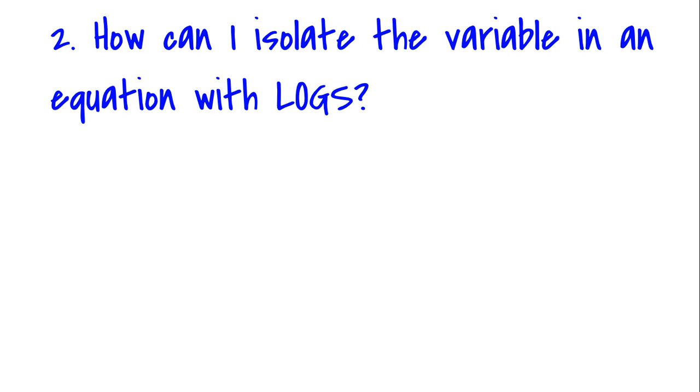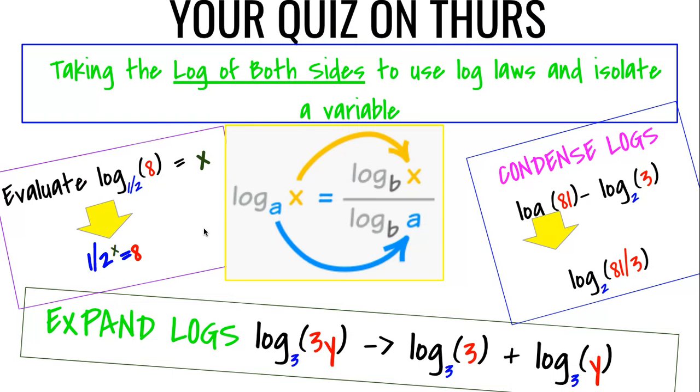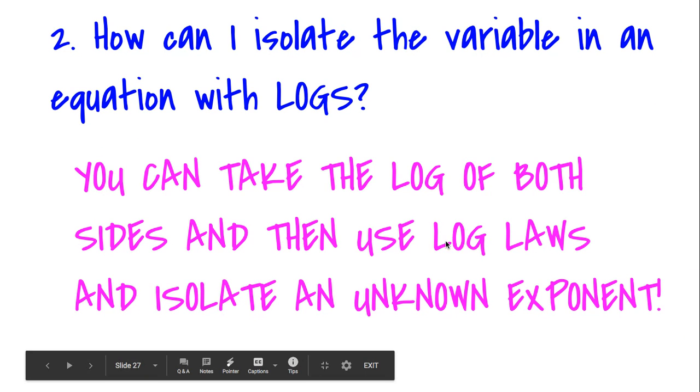How can I isolate the variable in an equation with logs? You can treat the logs like anything else and divide by them, multiply them, and most importantly, taking this log of both sides allowed us to use the log laws. This was really the critical step.